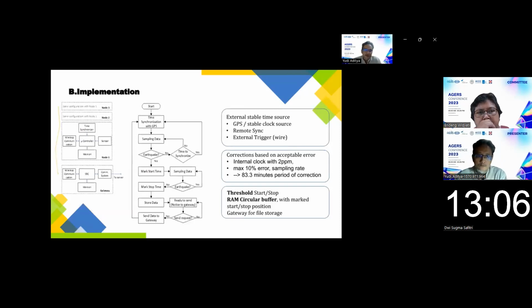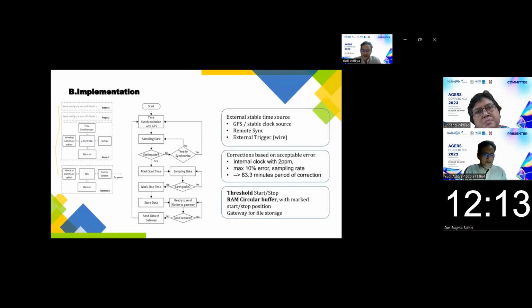A simple implementation is multiple nodes, each controlled by a microcontroller or FPGA or whatever, which communicates with other nodes and a server, and they are synchronized by a time synchronizer. Each node has multiple sensors for measuring the accelerations, or as a correction by using an IMU, for example, and they're stored in memory. All the system must have an external stable source, either by using GPS, a stable clock source, remote synchronization, or an external trigger, if the system is implemented using wire connections.